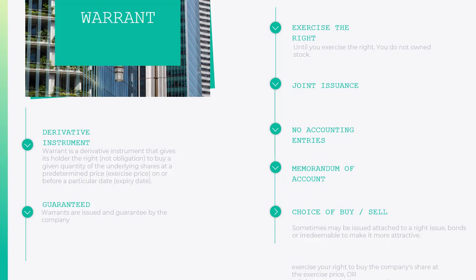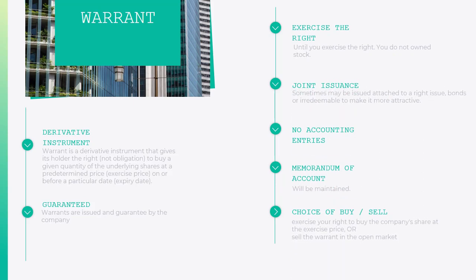A warrant is a derivative instrument that gives its holder the right to buy a given quantity of the underlying shares at a predetermined price, or exercise price, on or before a particular date, or expiry date. Warrants are issued and guaranteed by the company, and entitle the holder to buy the underlying stock of the issuing company at a fixed price called the exercise price until the expiry date. Holders have to exercise the right before owning the stock.